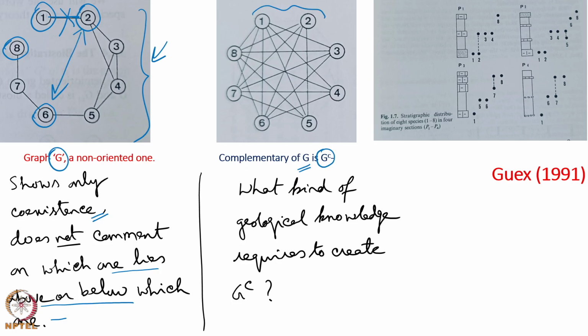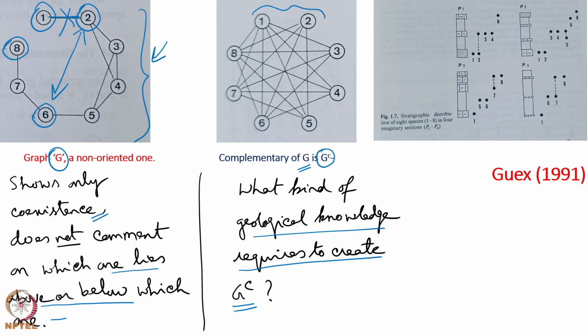Now, my question to you is, what kind of geological knowledge is required to create GC? Then I leave this question to you. This means possibly a complete shuffling of the paleontological knowledge. What we were thinking to belong to the same horizon do not belong, and we find out what was either above or below. Let us say 2 and 6, one was above and another was below. Now, they are in the same level.